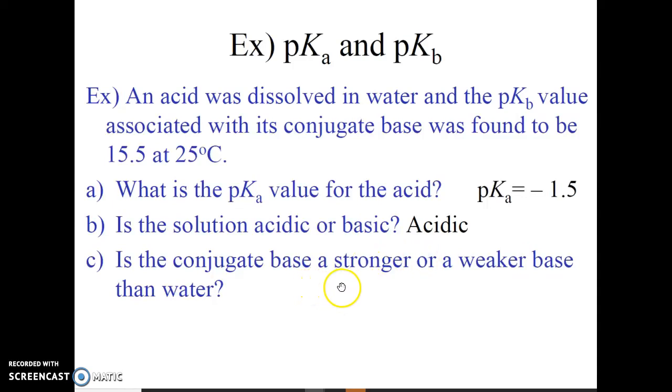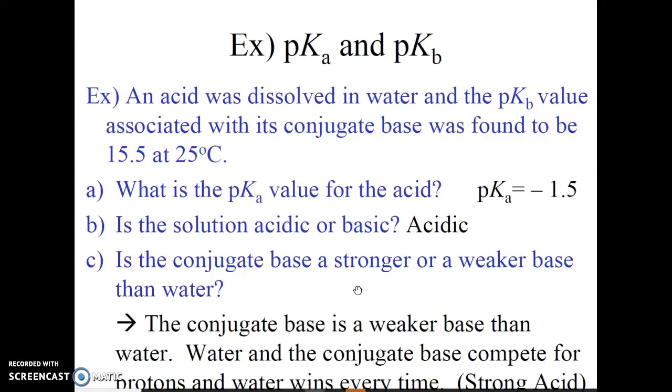And then, is the conjugate base a stronger or weaker base than water? Well, we know that this is a strong acid since we've got a pKa value that's less than 0. And so water is always a stronger base than the conjugate base of a strong acid. And so conjugate bases of strong acids really have no real ability to bond with hydrogen ions, right? Because, again, those strong acids are going to go to completion and we're not really going to have any reverse reaction there. Okay guys, that ends the second video clip.